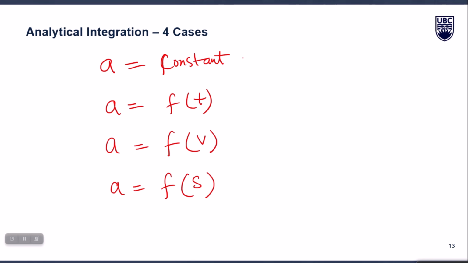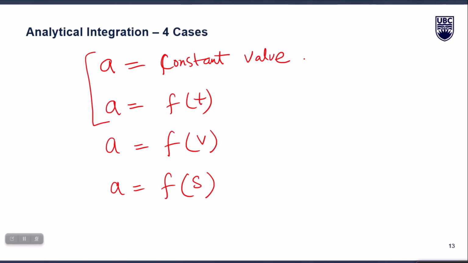Acceleration can be given as a constant value, right? It can be given as a function of time. It can also be given as a function of velocity, and finally as a function of displacement, right? Out of these 4 cases, the first 2 are very similar because our solution approach will be the same for both of them, and that will be successive integration with respect to time, right?